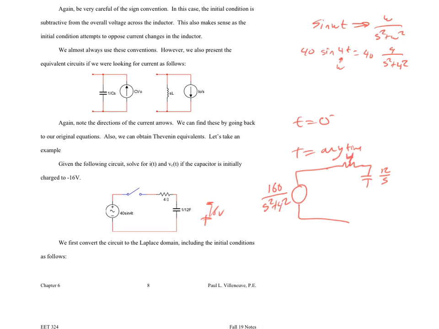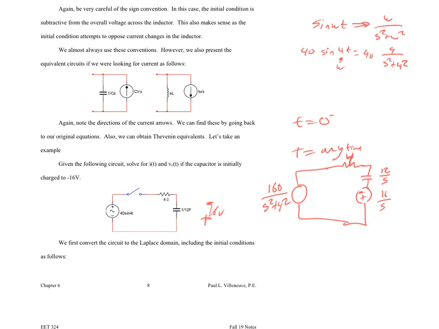So this becomes our initial condition. We said it's 16 volts, negative 16 volts. So this is negative 16 over S, and it's plus to minus in this direction here. If you don't like having a negative voltage source, what you can do is take that out and then just do minus to plus, and that becomes a 16 over S. Okay?